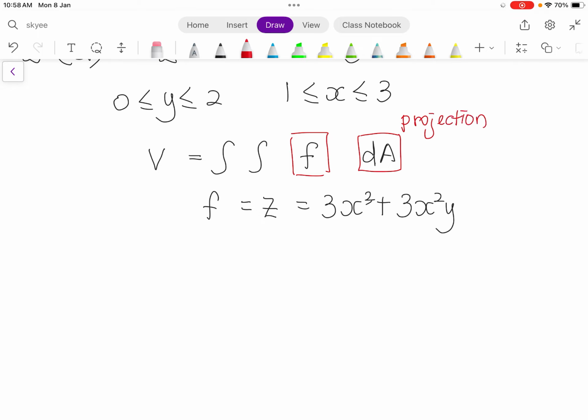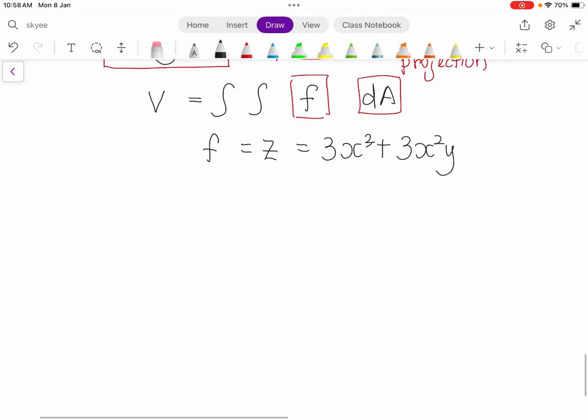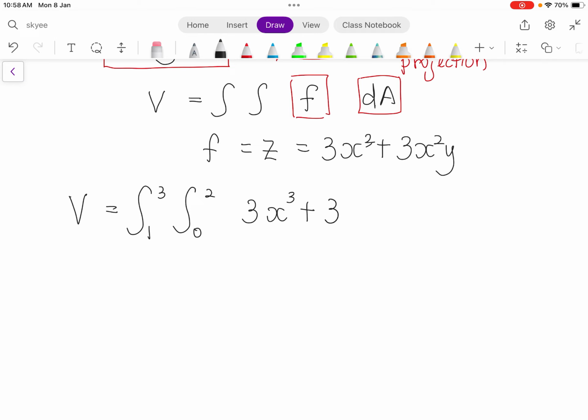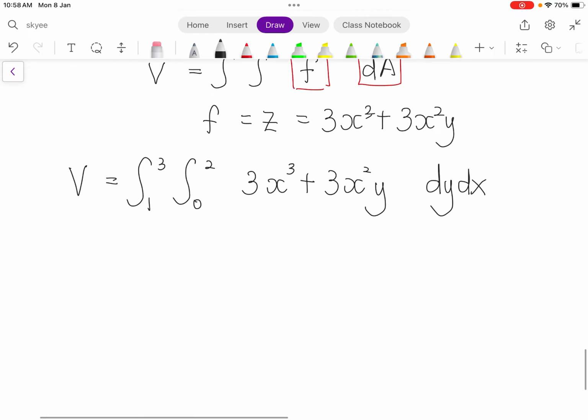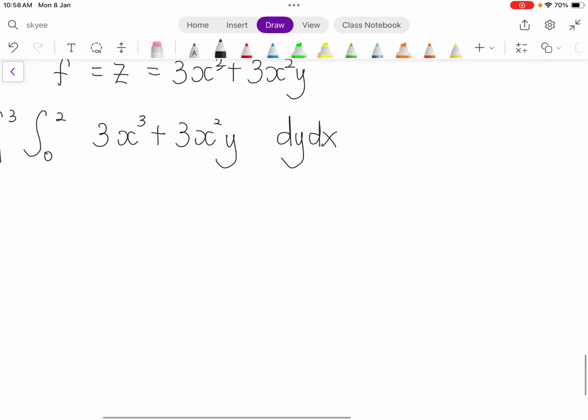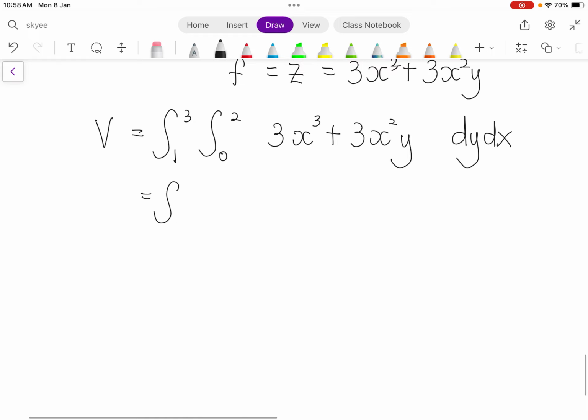In this case, the projection range has been given, which is from 0 to 2 for the y and from 1 to 3 for the x. So you just need to put all the info inside. You put the range for the x, then the range for the y, and then you put the f, 3x cubed plus 3x squared y, and this is dy dx. Here you can do the integration manually.